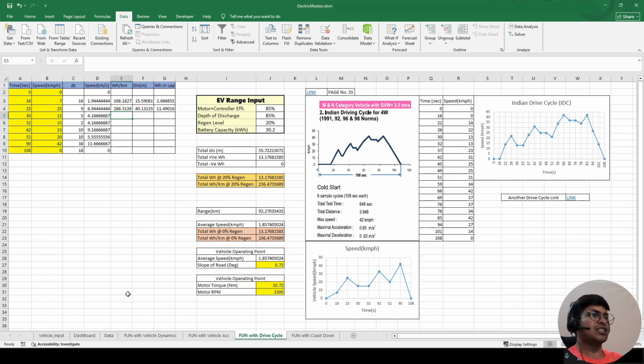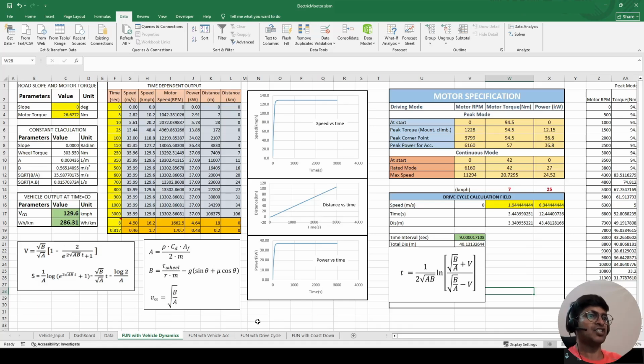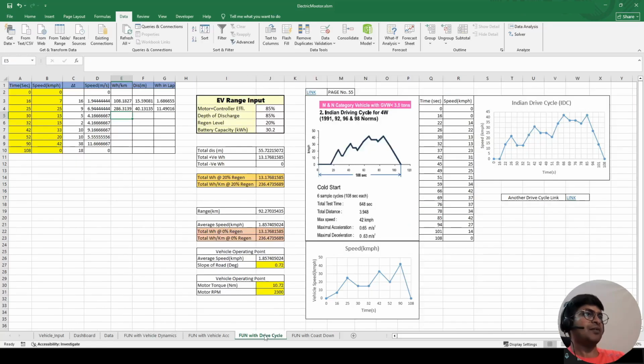So I came to this sheet, which is Fun with the Vehicle Dynamics, and I have done a minor improvement. I was having a challenge in putting this speed in meter per second, so I used this cell to put the value in just kmph, and then I wrote the formula to convert kmph to meter per second. So what we assumed is my vehicle is going from 15 kmph to 25 kmph. And what is the time required? Time required is 5 seconds.